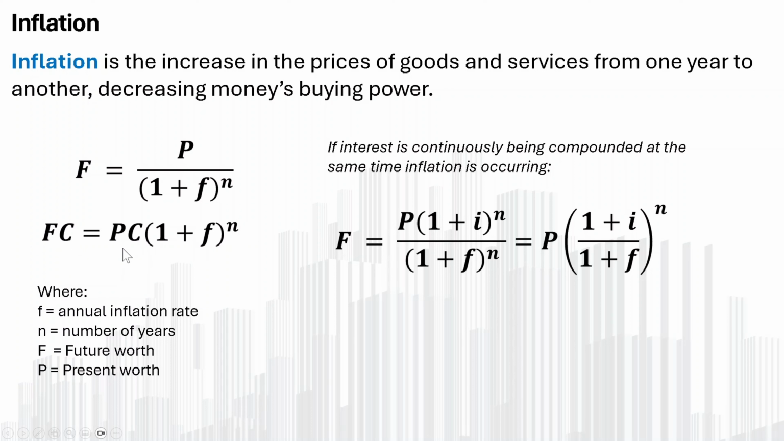So dito naman, itong formula to, hindi ko na properly label, but this is yung future cost and then present cost. This is used when we're determining prices, okay? So I have examples dito para malaman natin. Again, yung inflation natin dito is the increase in prices of goods and services from one year to another, decreasing yung money's buying power natin.